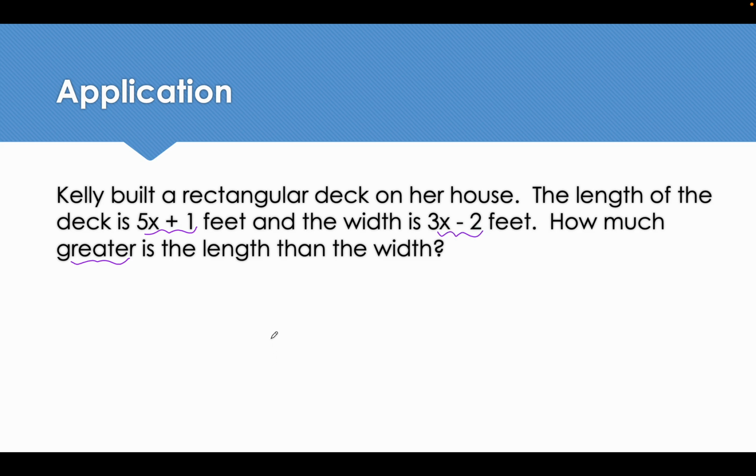To find how much greater one thing is than another, we use subtraction. In this case, because we have a quantity that we're subtracting from another quantity, meaning it's more than one term that we are unable to simplify to one value, we need parentheses here to show that we are taking 5x plus 1 and subtracting the entire value of 3x minus 2 from it.